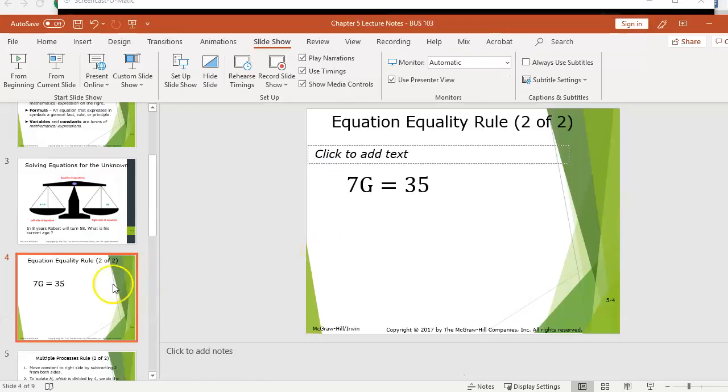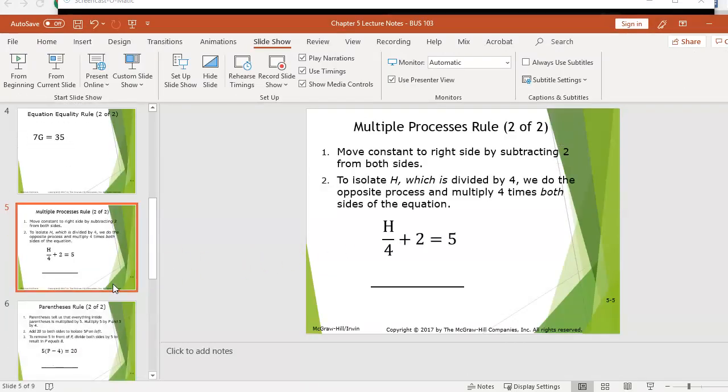Okay? You want to try another one? I'm sure you do. This time we have a multiple rule. And we have h divided by 4 plus 2 equals 5. H divided by 4 plus 2 equals 5.